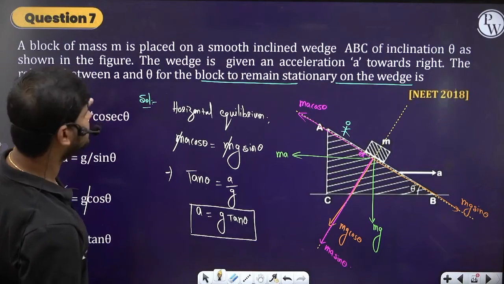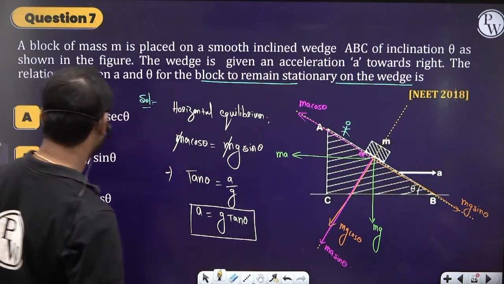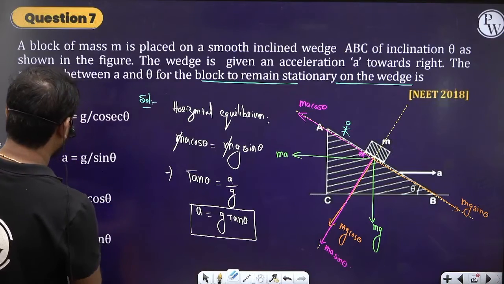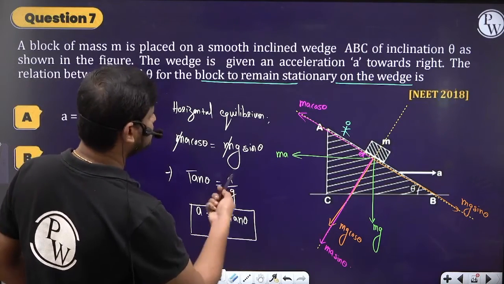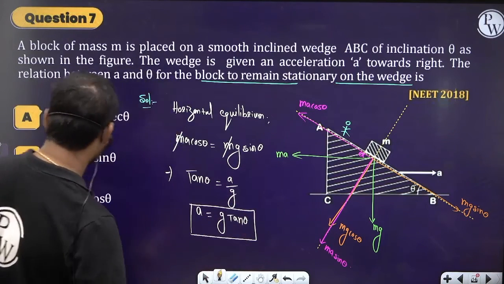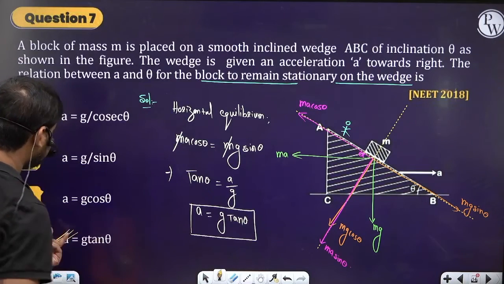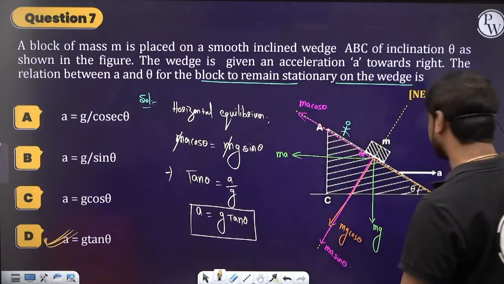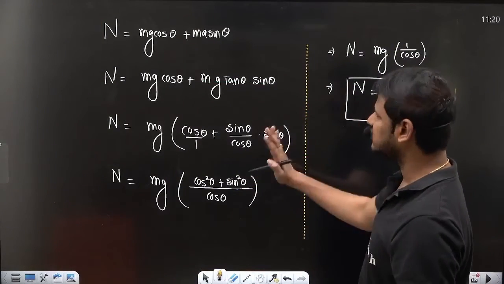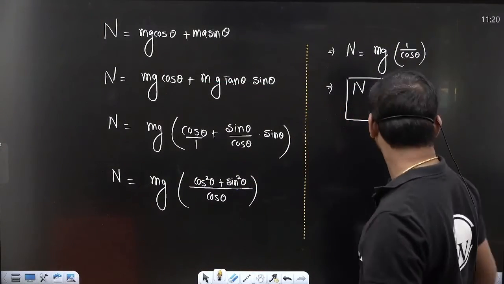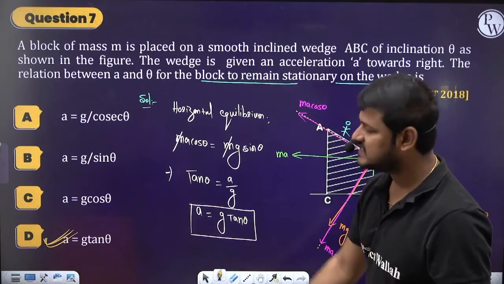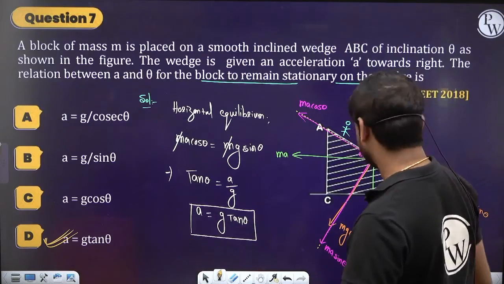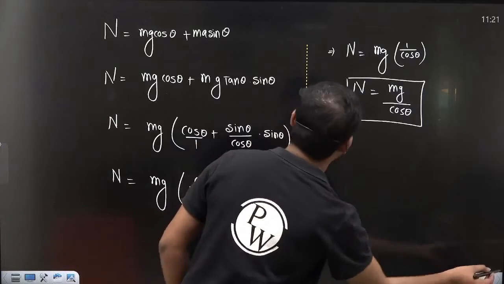See here, in this question they directly asked the relation between a and theta, right? So we did the whole thing, not required actually. Simply, directly, a is equal to g tan theta, we got here itself. So the normal reaction is not required. Just for your understanding, let it be. Okay, chalo guys. Let's go for the next question here.